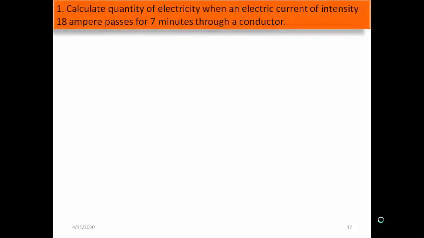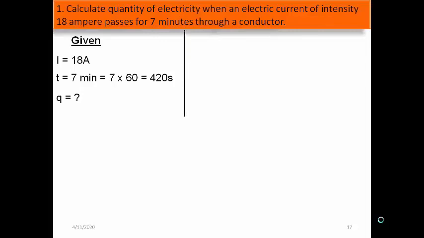Calculate the quantity of electricity when an electric current of intensity 18 ampere passes for 7 minutes through a conductor. So given is intensity 18 ampere, the time is equal to 7 minutes, and we are going to convert it into seconds by multiplying with 60. So 7 times 60 equals 420 seconds is the time. The quantity of charge is unknown, and this is what we are going to find out.